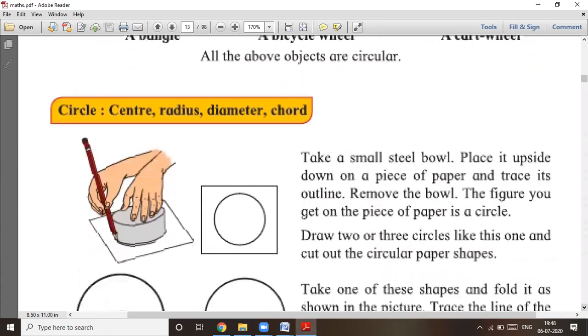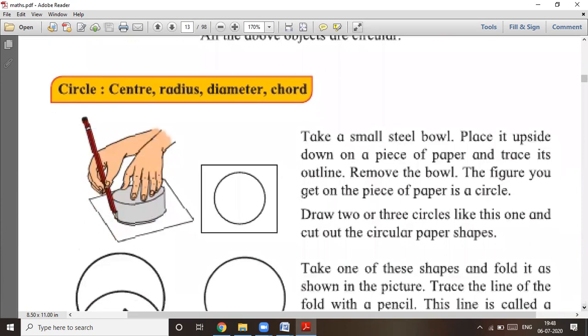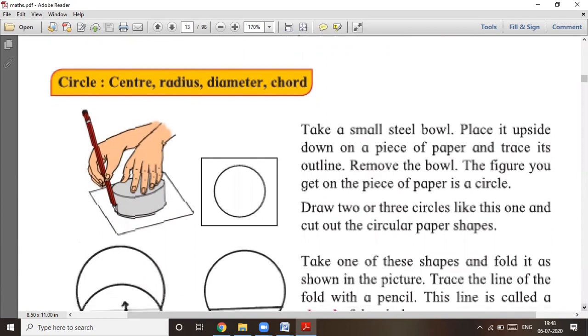They are center, radius, diameter, and chord. Let's see one by one.